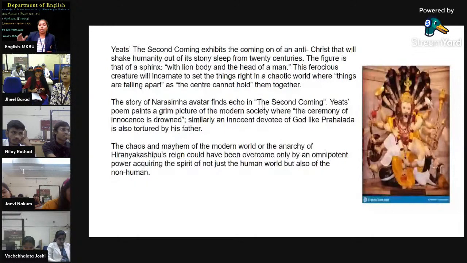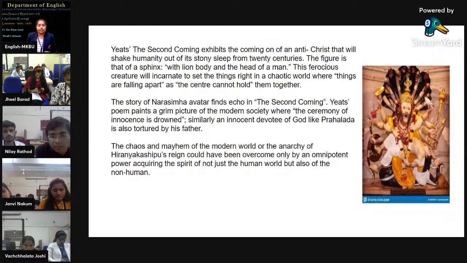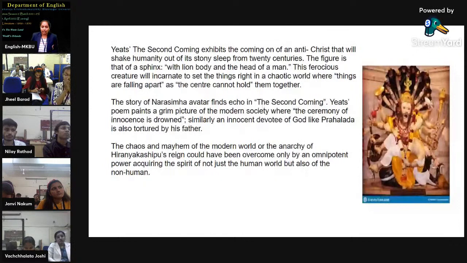And this is the connection with the second coming. There is a human body with a lion face, which I interpret with Narsimha Avatar. Yet the second coming exhibits the coming of an Antichrist, a Christ that will shake humanity out of its stony sleep of the 20th century. The figure is a sphinx with a lion body and the head of a man. This is a ferocious creature, inherent to set things right in a chaotic world where things are falling apart as the center cannot hold them together.